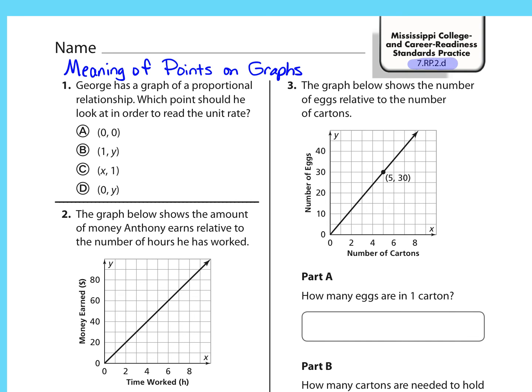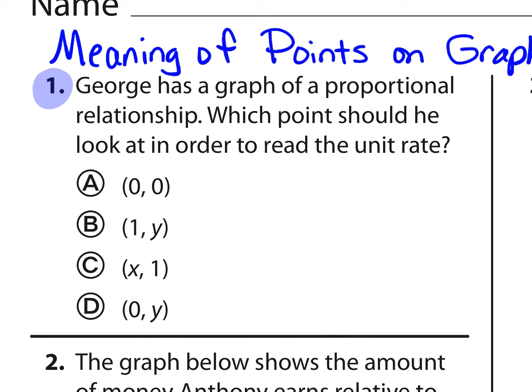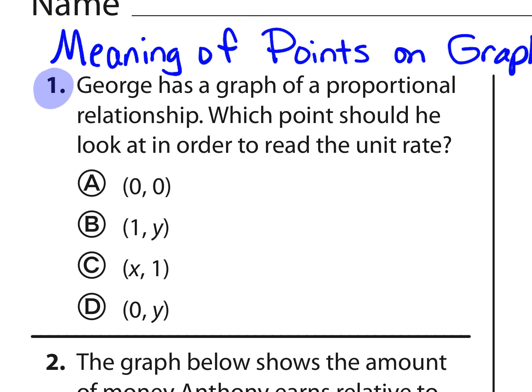Standard 7.RP.2.a-d is the last standard that would be part of the performance task. And it's still about proportional relationships, but it's specifically about the meaning of points on graphs within proportional relationships. So we're going to explore some characteristics of that. Number 1, George has a graph of a proportional relationship. Which point should he look at in order to read the unit rate?